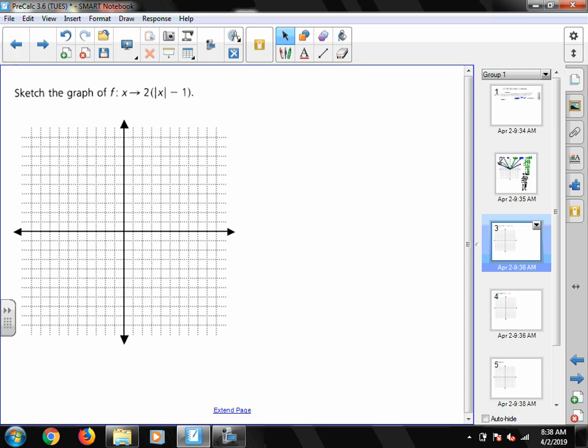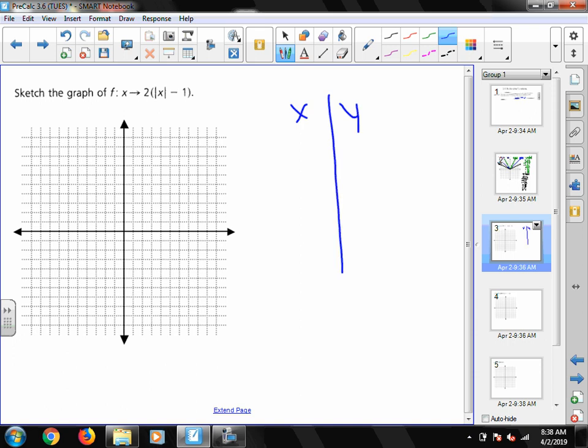Next one. We need to sketch the graph of y is equal to 2 times the absolute value of x minus 1. So, as you can imagine, we're going to make our XY chart. Seems to be a common theme here. I'm going to go with the same ones that I've been using all day. So, absolute value of negative 2 is 2, minus 1 is 1, times this 2 out front, and I get 2.